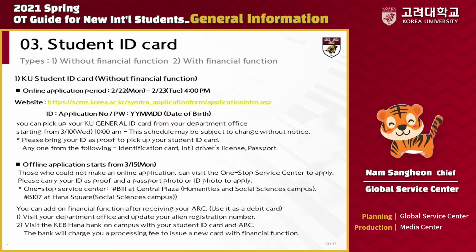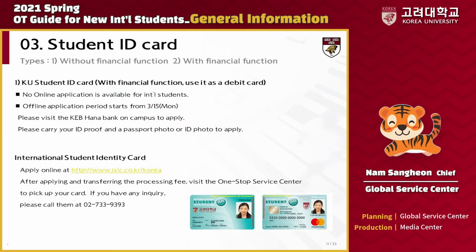As you can see on the current slide, there are 2 types of student ID cards available. One being a regular student ID card and the other being a student ID card with financial function. Application period for the regular one is already over, and I believe you received notices from us. If you applied online, you can pick up your student ID card in person once the semester starts. There is also an option for offline application, and it starts on March 15th.